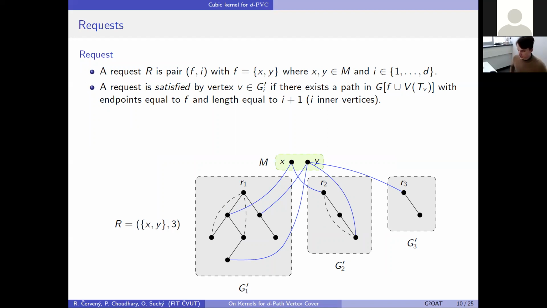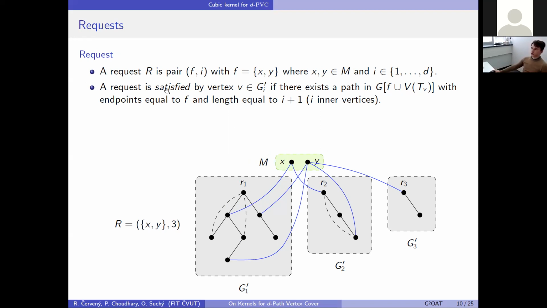And the request is, let's say, a request for this pair of vertices that wants some d-path, or some path of specified length, outside the packing. So for example, we will be looking at this request. The x and y should be the endpoints of the path, and the number 3 should be the number of inner vertices of the path that we want for this pair.